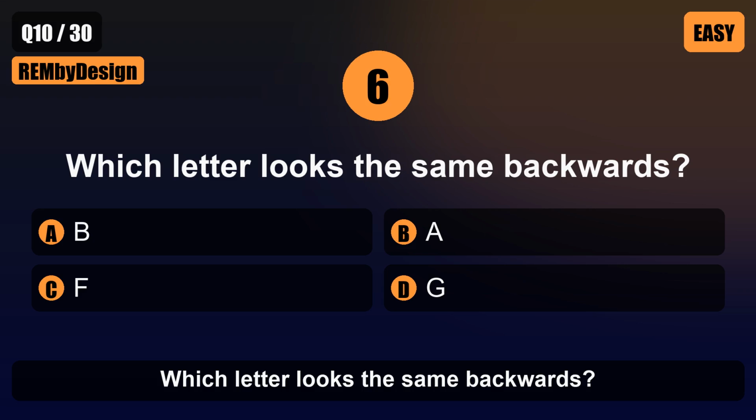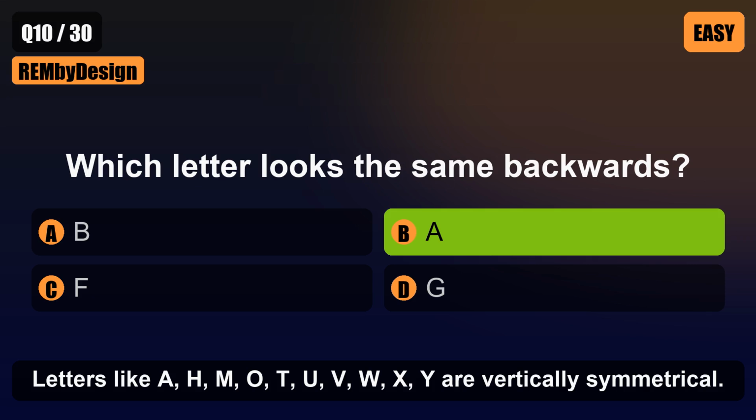Which letter looks the same backwards? A. B, or B. A, or C. F, or D. G. The answer is B. A. Letters like A, H, M, O, T, U, V, W, X, Y are vertically symmetrical.